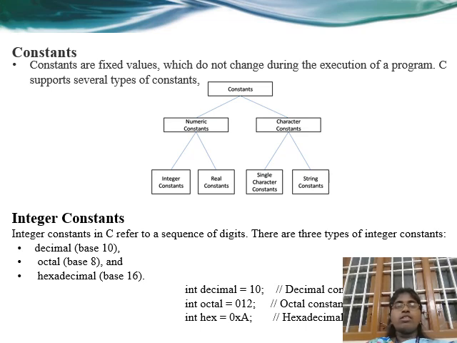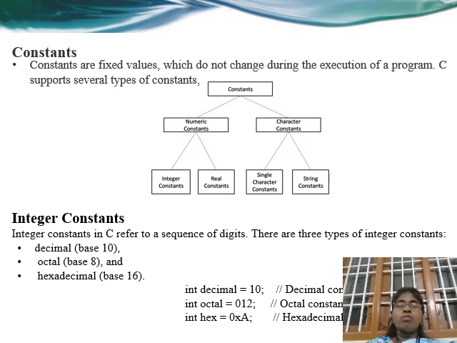Constant. What is a constant? Constants are fixed values which do not change during the execution of the program. C supports several types of constants. Constants are divided into two types: numeric constants and character constants. Numeric constants are split into two: integer constants and real constants. Character constants are split into two: single character constants and string constants.